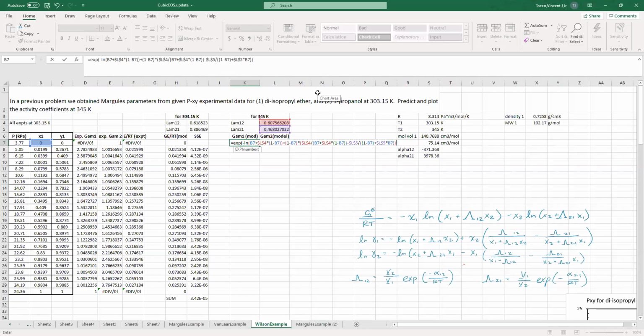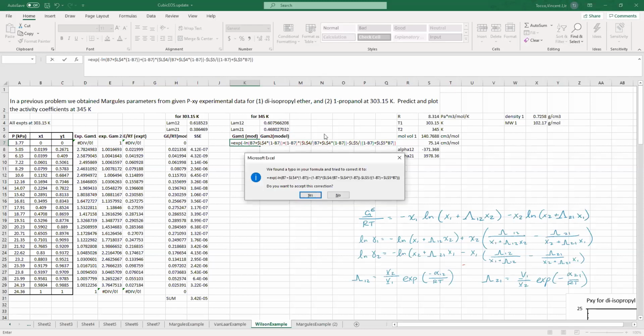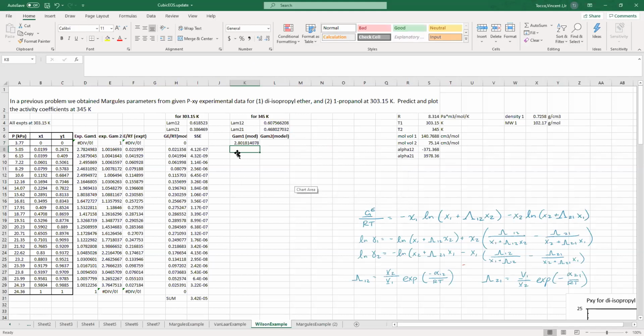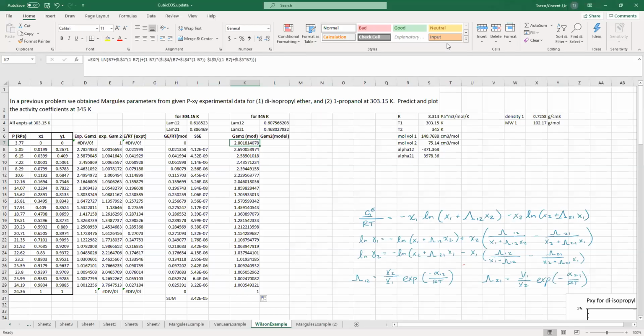Okay, I think that's right. No, it's got a typo. Let's see. Okay, my model activity coefficient is incorrect. I made a mistake here. I'll find it and I'll show you where it is.